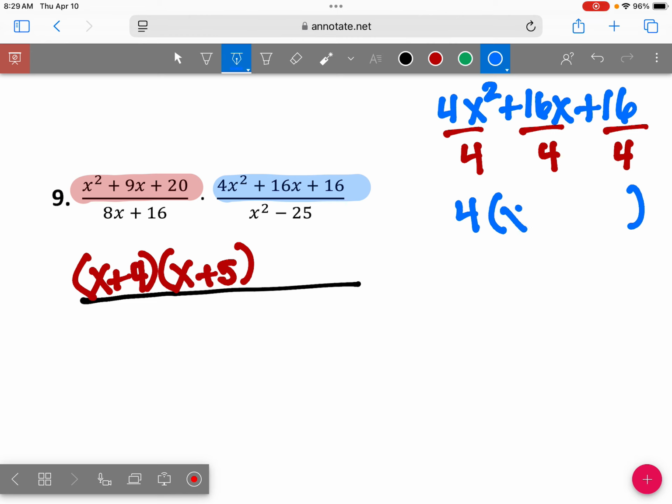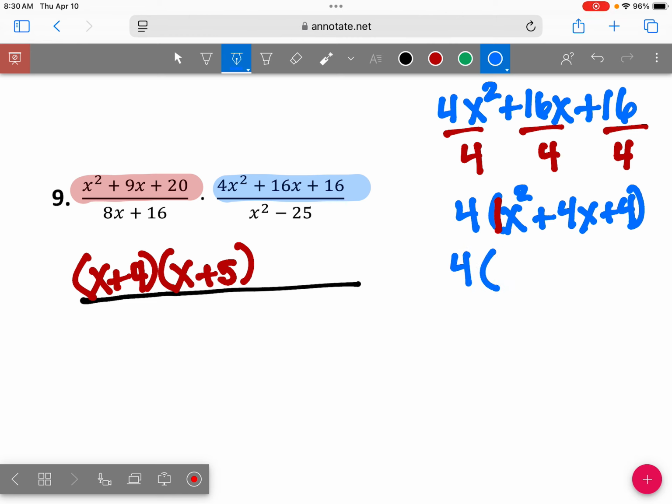So that'll be an x squared. What's 16 divided by 4? 4. So we got, this is what we have left. So after we take out that GCF, now we have an A value of 1.